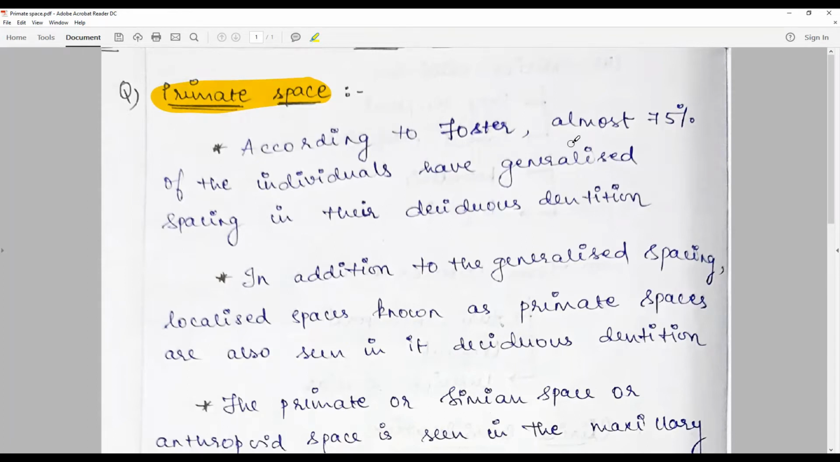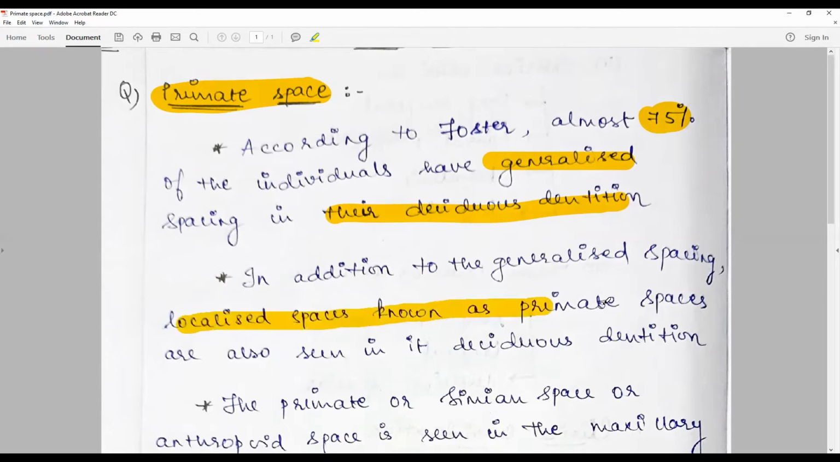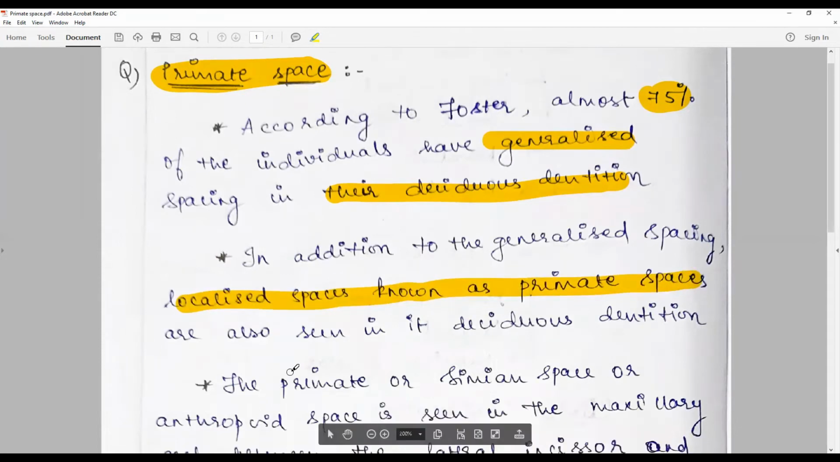According to Foster or other observers, almost 3/4 of individuals, or 3 in 4, have generalized spacing in their dentitions. It could be 1, Broadbent phenomenon, midline diastema; 2, leeway space of Nance; and the third is the primate space, a localized space in the deciduous dentition.